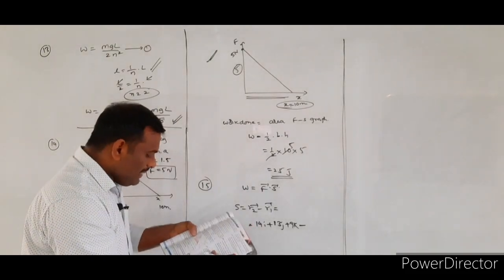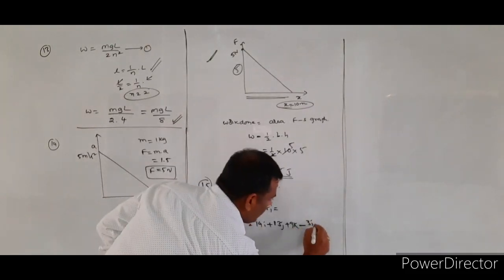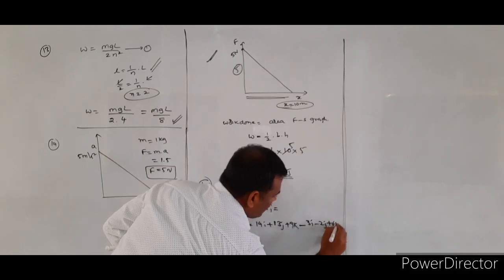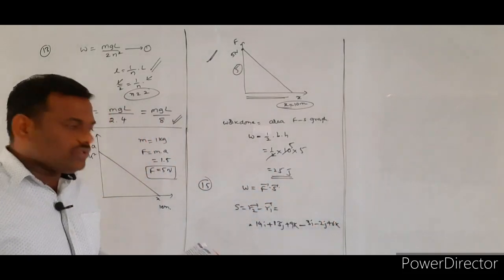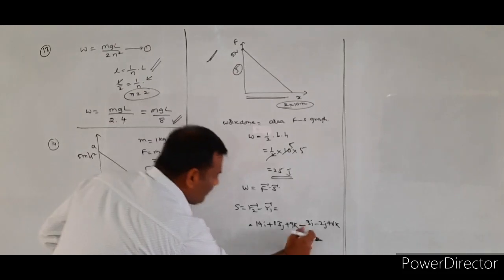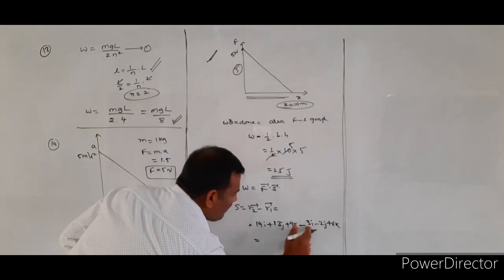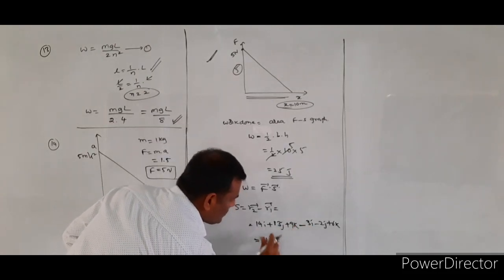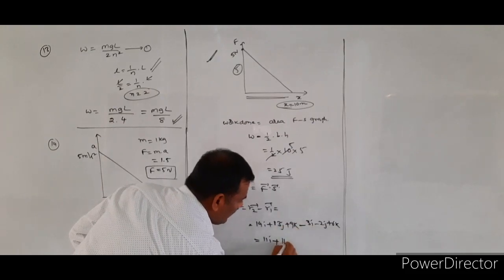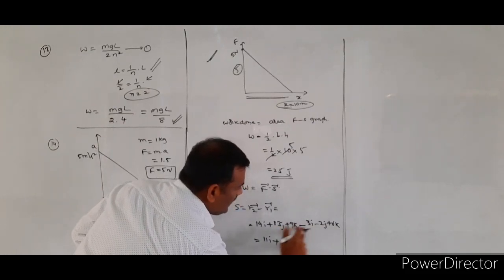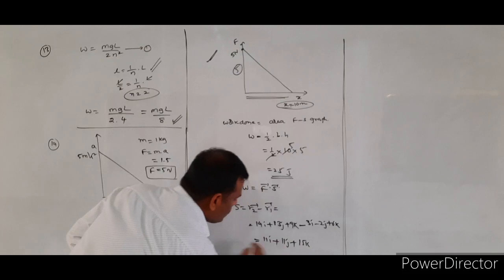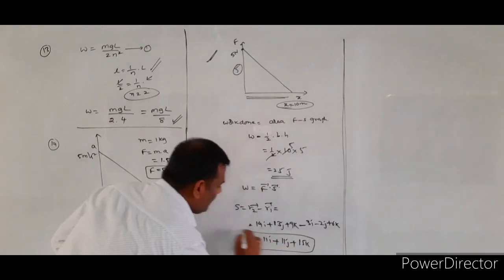Directly I am writing, plus 3i becomes minus 3i, minus 2j, plus 6k. Now you simplify the displacement value. 14 minus 3 is 11, plus 13 minus 2 is 11j, plus 9 plus 6 is 15k. So this is the displacement vector.